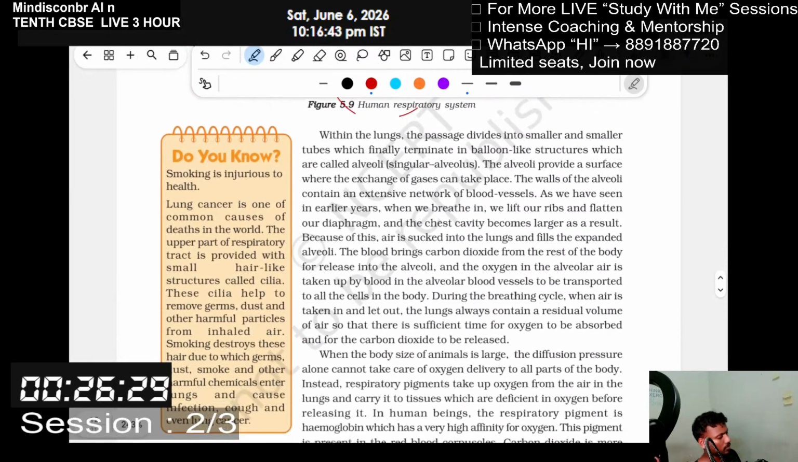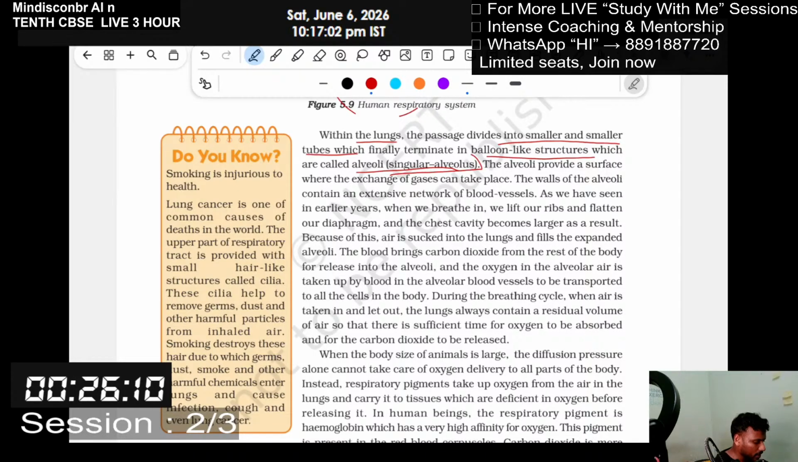So coming to the textbook. Within the lungs, the passage divides into smaller and smaller tubes which finally terminate in balloon-like structures which are called alveoli. Alveoli, or singular alveolus. The alveoli provide a surface where the exchange of gases takes place. The walls of the alveoli contain an extensive network of blood vessels.